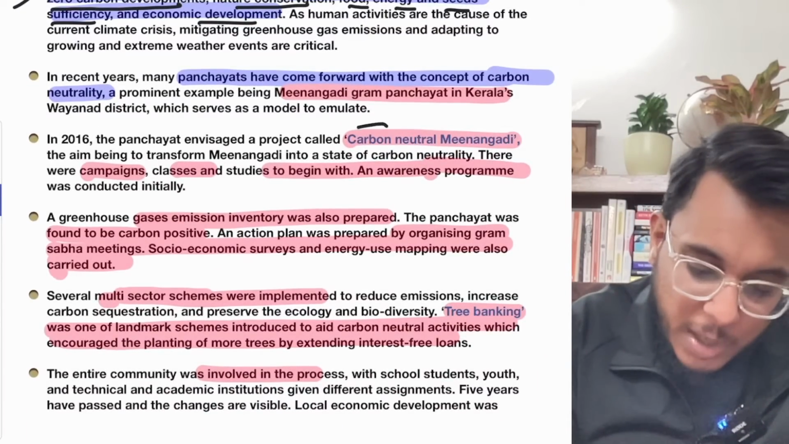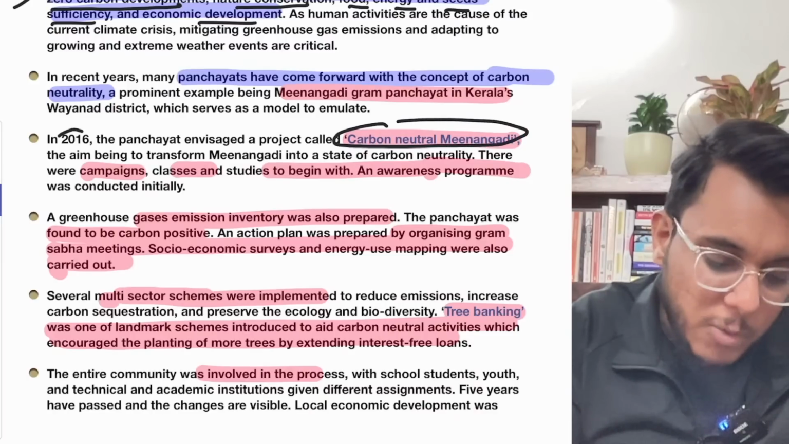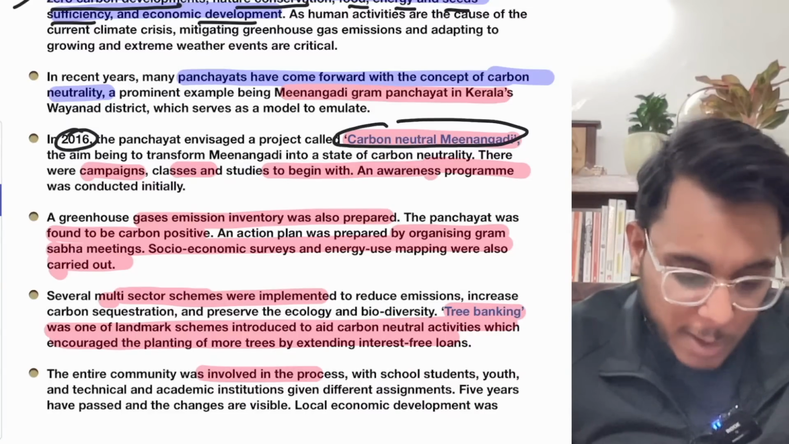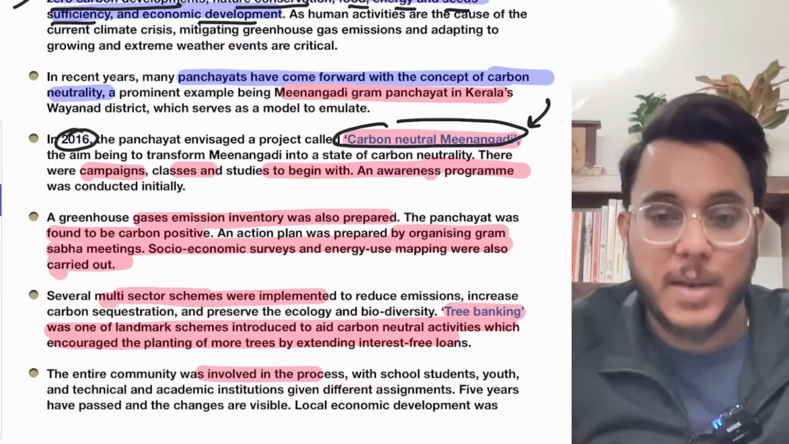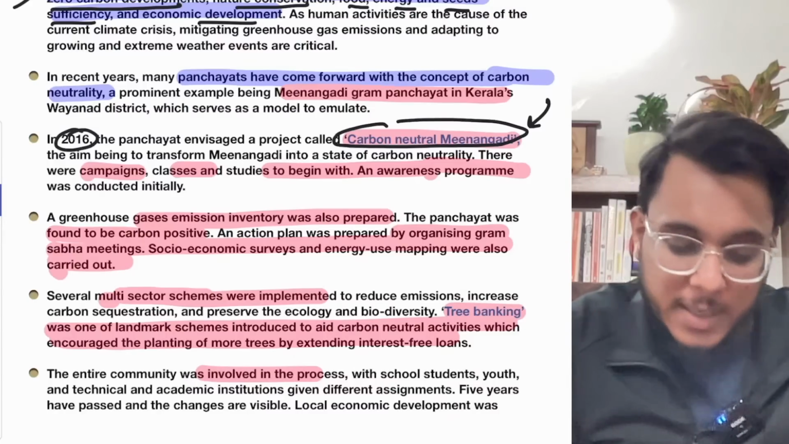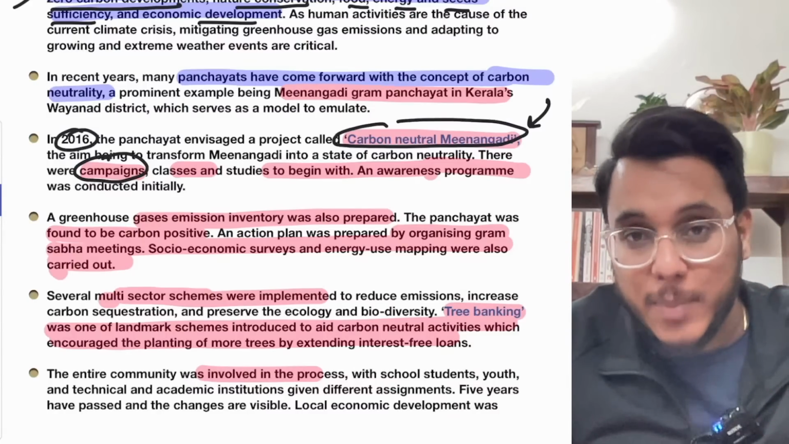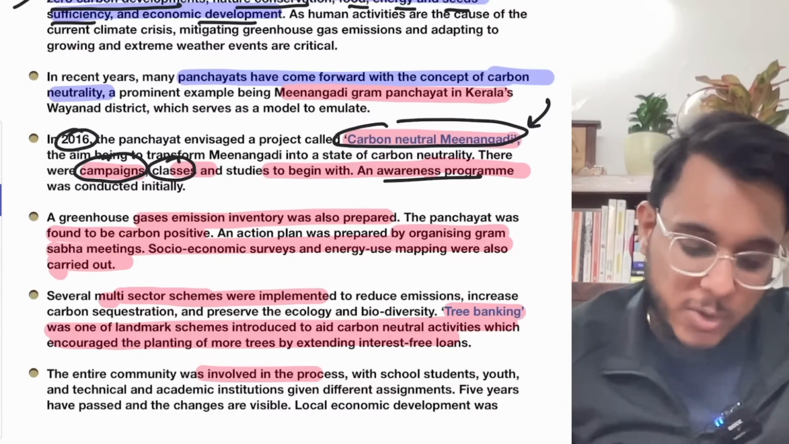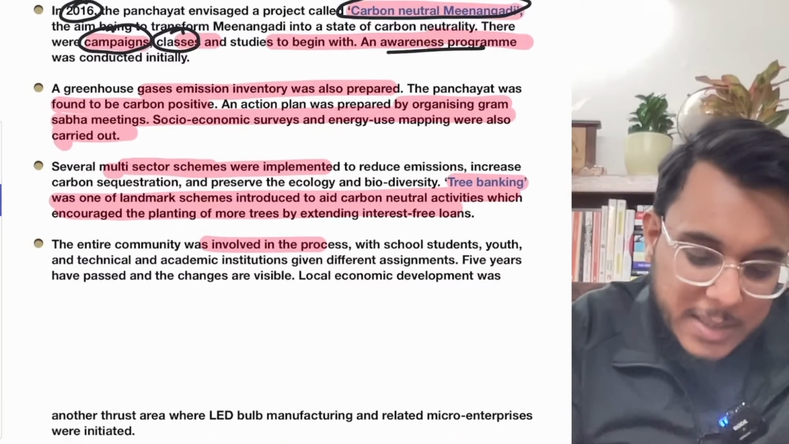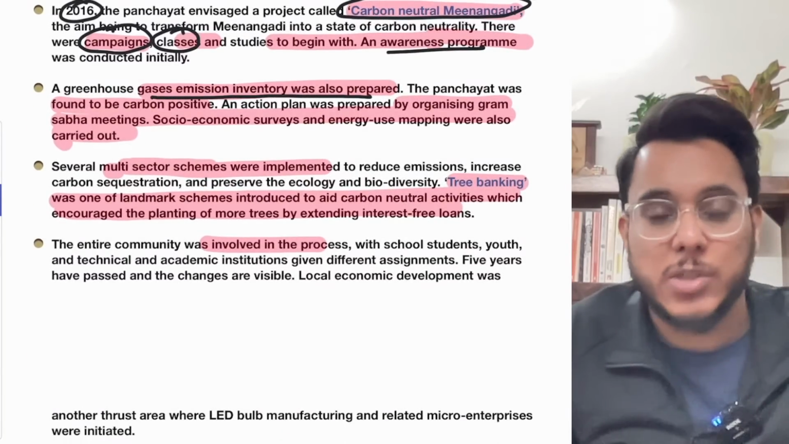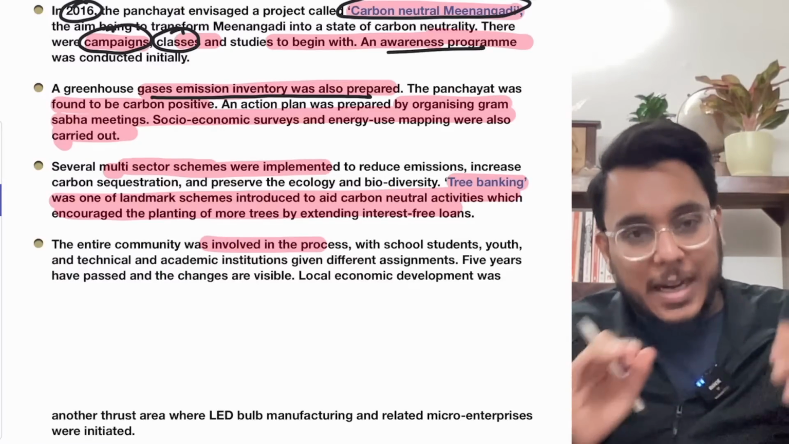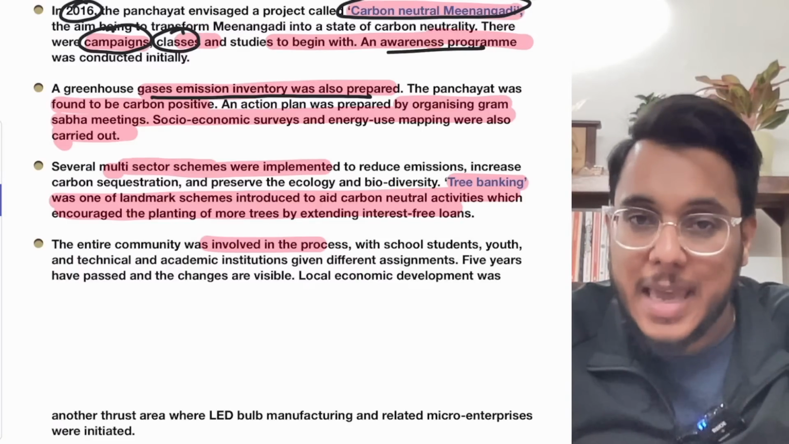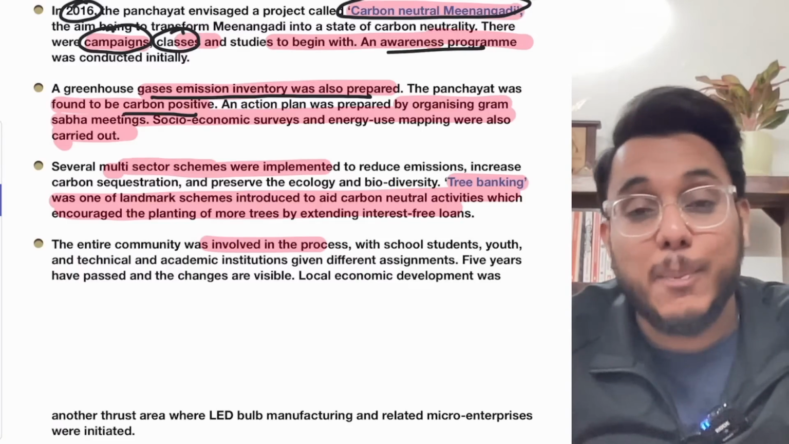The Menangadi Panchayat of Kerala came out with the carbon neutral Menangadi plan way back in 2016. Now countries are talking about carbon neutrality in 2022, but in 2016 they came out with a plan. Campaigns were started to educate people so that they reduce carbon emissions. Classes and awareness programs were organized, and a greenhouse gas emission inventory was prepared. A detailed survey of the carbon footprint of Menangadi was done, and it was found to be a carbon positive panchayat.